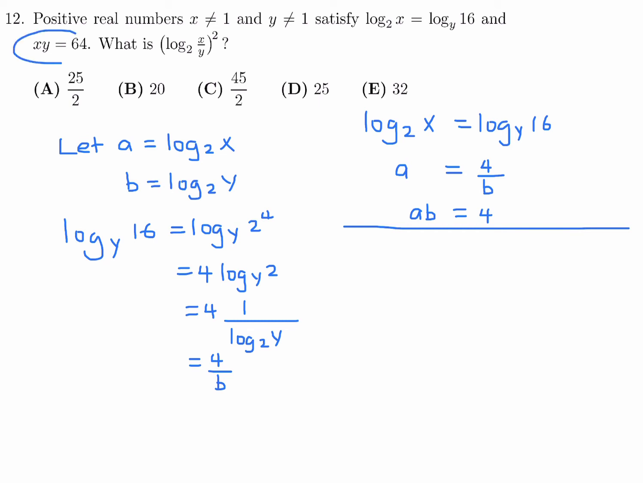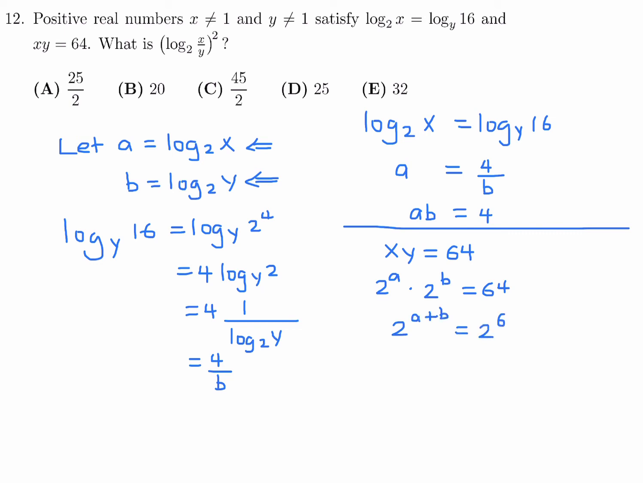Now I want to take into consideration that part right there, that x times y is equal to 64. Well, x is what? From here, x is 2 to the power of a, and y from here is 2 to the power of b, and that's 64. So that means 2 to the power of a plus b is equal to 64, which is 2 to the power of 6, and therefore a plus b is equal to 6. Okay, so I've got a times b is equal to 4, a plus b is equal to 6.